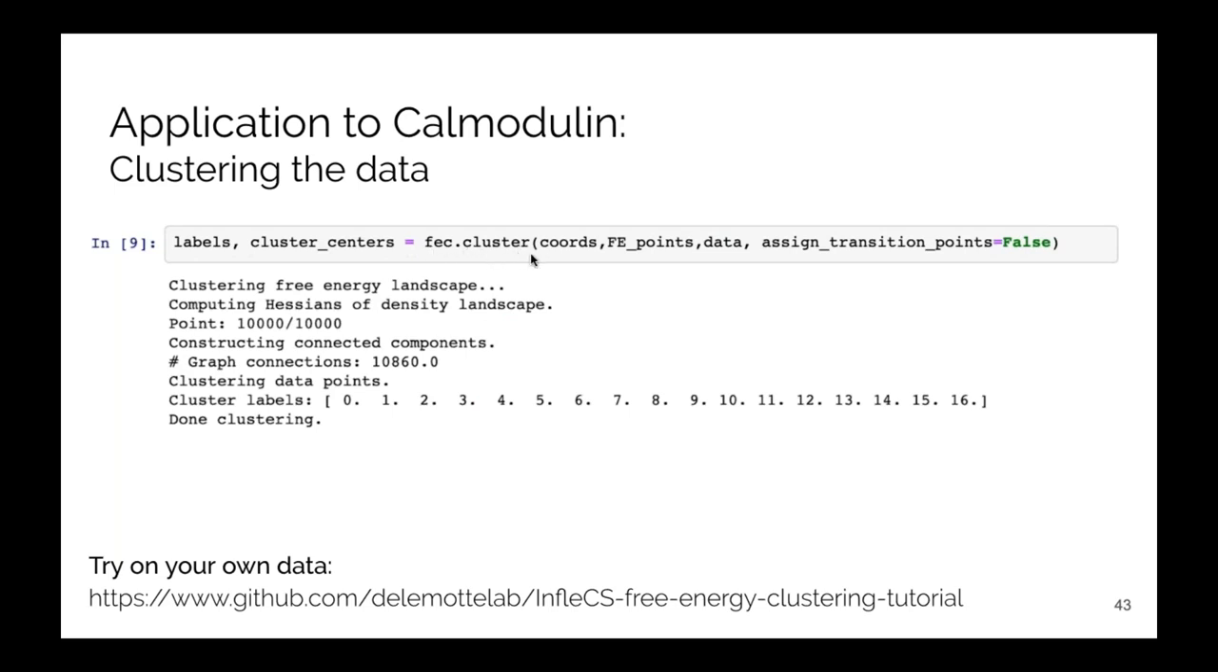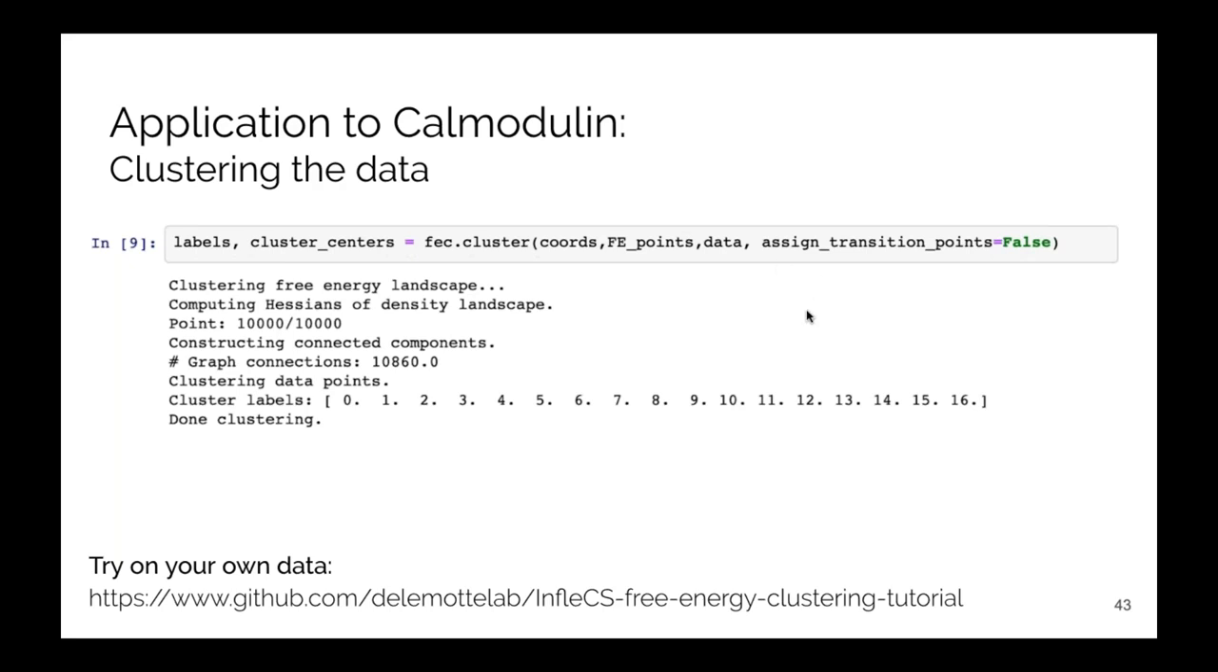So extracting the core states is done by calling this cluster function. So we write fec.cluster. And in the first input argument, we use the coordinates that we use for extracting the regions of metastable core states. So we could, for example, supply data as input here. But we're using the grid coordinates in this case because we have a high resolution grid. And then we need to supply the free energy of each frame, and then also our data that we want to cluster. So this will be the data of our collective variables. This will return the cluster labels and also the cluster centers.